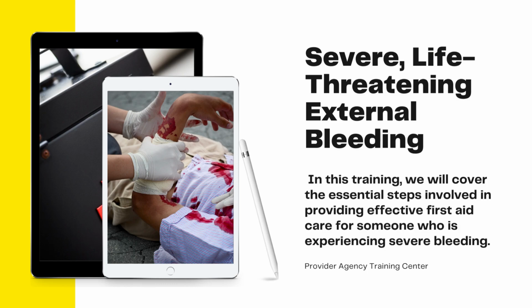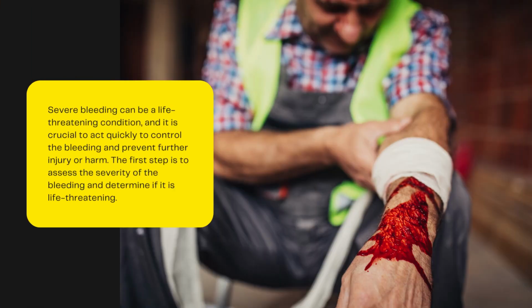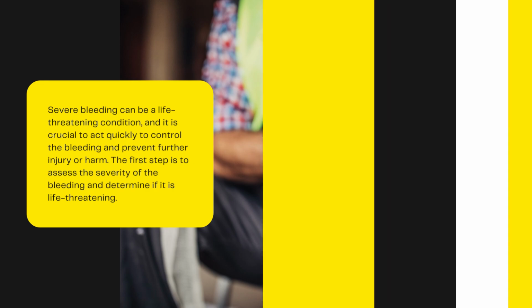Welcome to this section on severe, life-threatening external bleeding. In this training, we will cover the essential steps involved in providing effective first aid care for someone who is experiencing severe bleeding. Severe bleeding can be a life-threatening condition, and it is crucial to act quickly to control the bleeding and prevent further injury or harm. The first step is to assess the severity of the bleeding and determine if it is life-threatening.